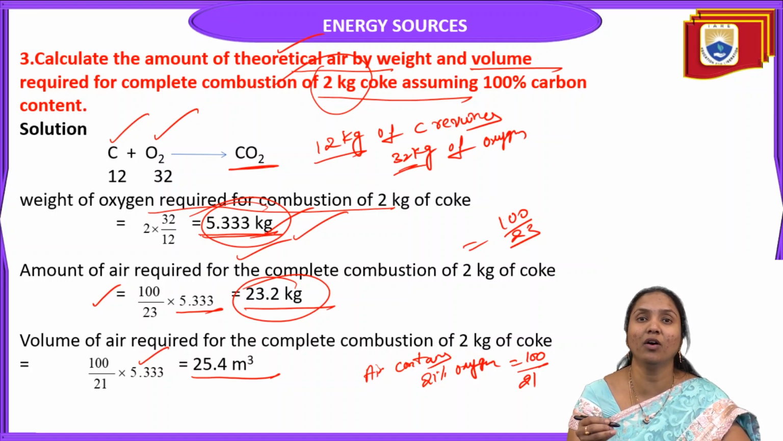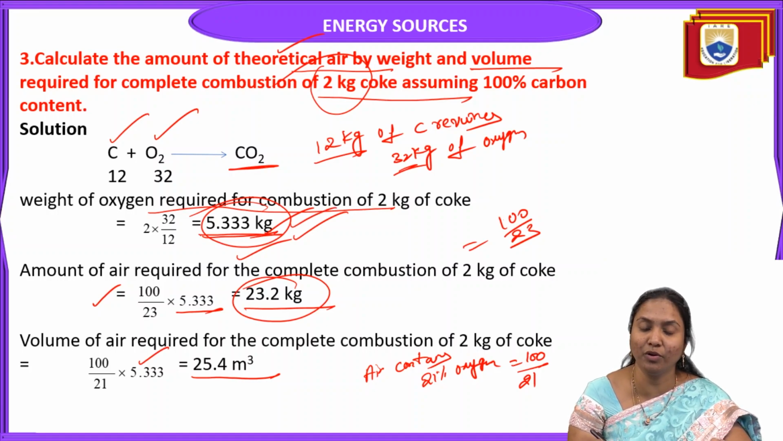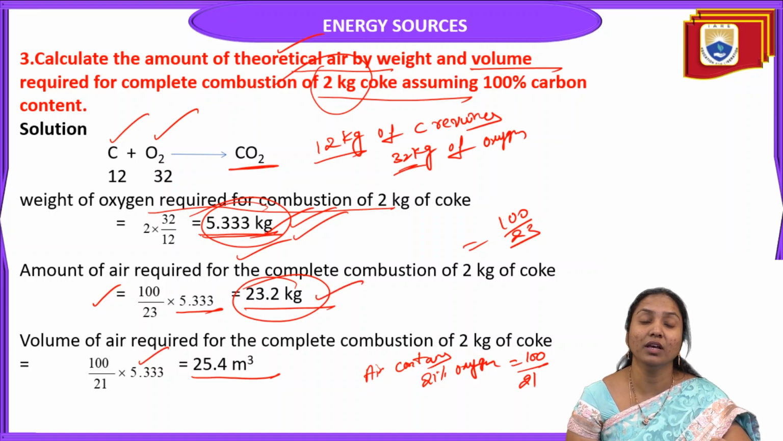So here the weight of oxygen required for complete combustion of 2 kg of coke is 5.333. And the total amount of air required for complete combustion of 2 kg of coke is 23.2 kilograms. And the volume of air required for complete combustion of 2 kg of coke is 25.4 meter cube. So in this way you can calculate the minimum amount of theoretical air by weight or volume for complete combustion of 2 kg of coke.